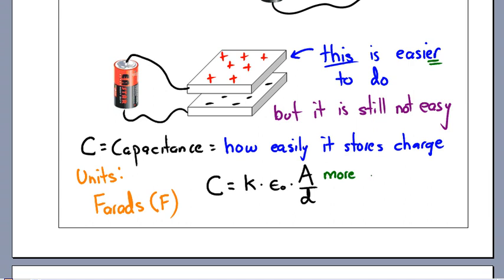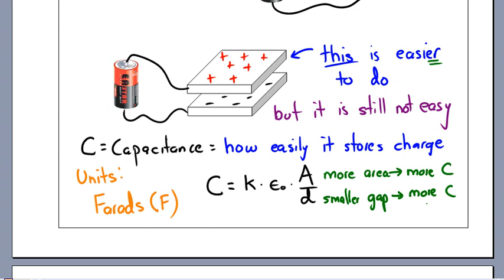So just looking at that fraction, what I can see is more area. Again, think parking lots. More area is going to give you more C. It's going to give you better capacitance, so for a given battery, you can store more charge. Now the D is down in the bottom, so if you have a smaller gap, a smaller value for D, that would also give you more capacitance.